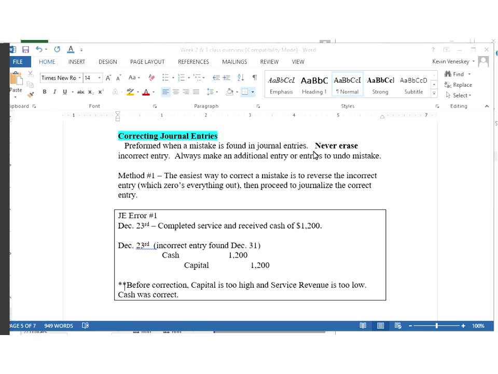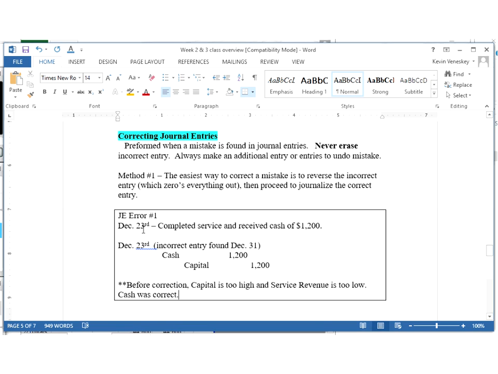And the first thing I have up here for correcting entries is you never want to go back and just simply erase the incorrect entry. It may look like there was some attempt to cover something up or fraud. So you always want to go in and do a correcting entry if there is a mistake. And usually you would want to note it right below your journal entry to show why you did what you did, and the incorrect date that was associated.